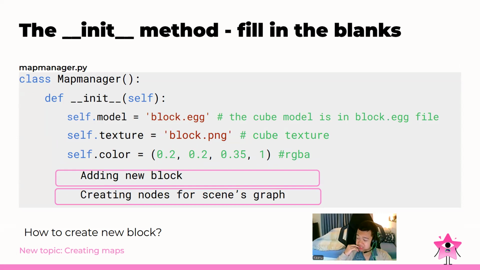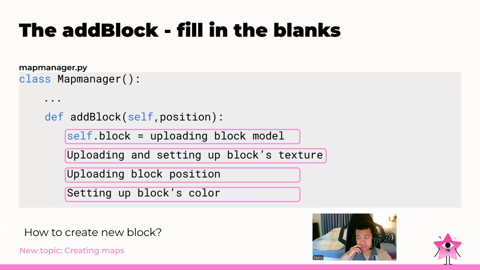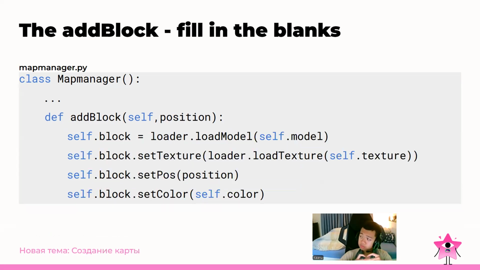A is for transparency. We can also set adding new blocks and creating nodes for the scene graph. And then after that, we can set it just like this. We set the block: uploading the block model, uploading the texture, uploading the block position, and also setting up the block's color for this one. And it will look like this. We set the loader, the texture, the set position, and the set color for this one.